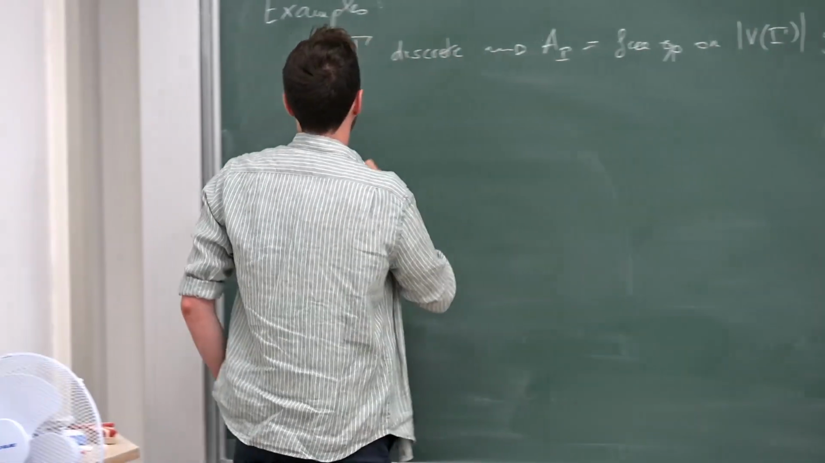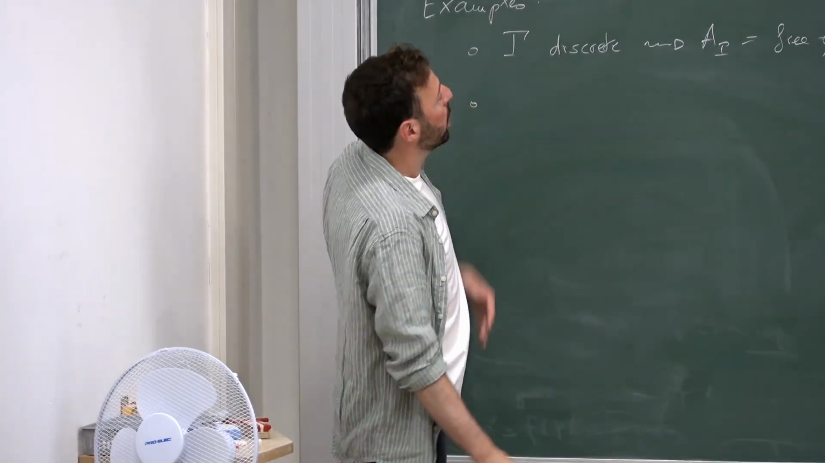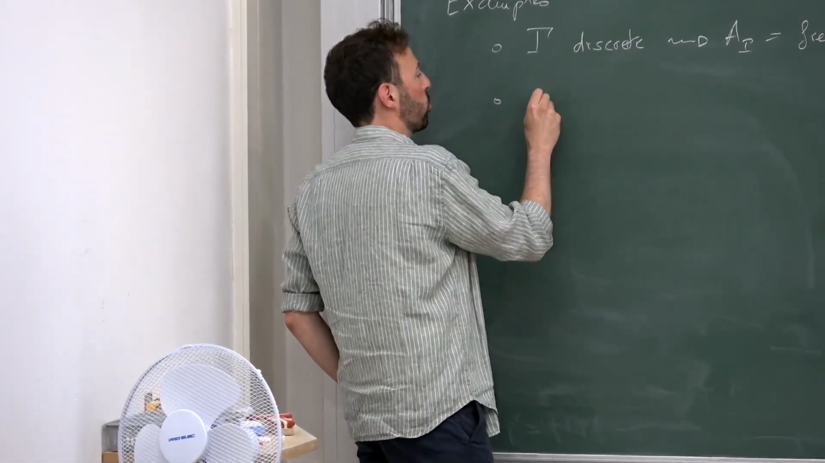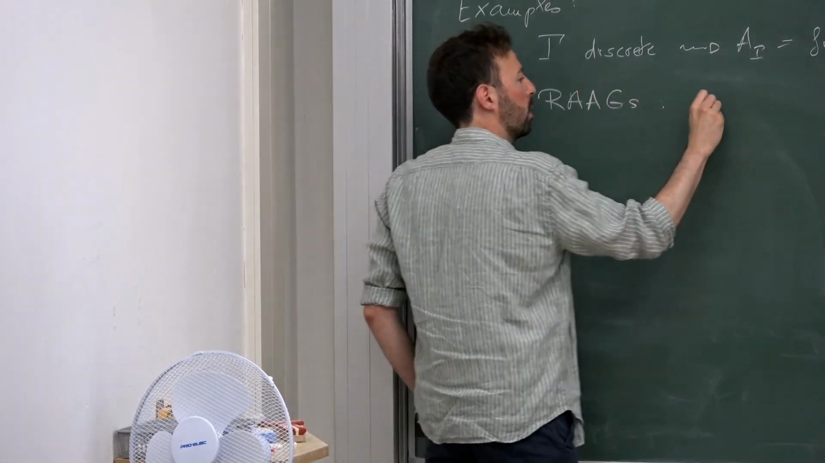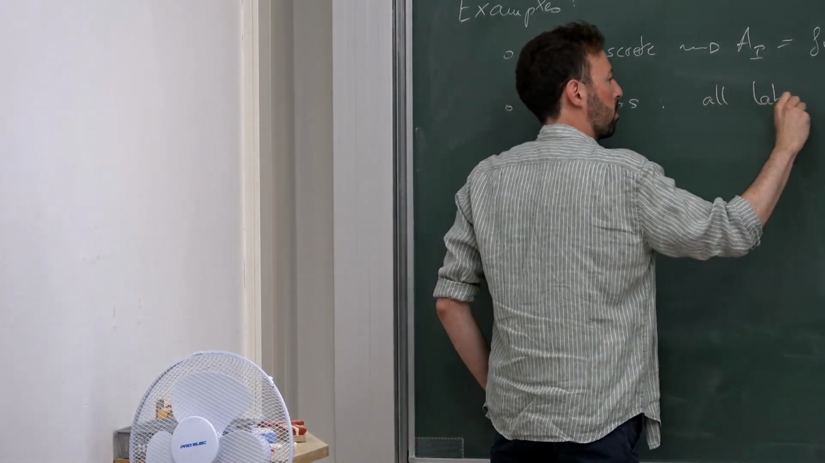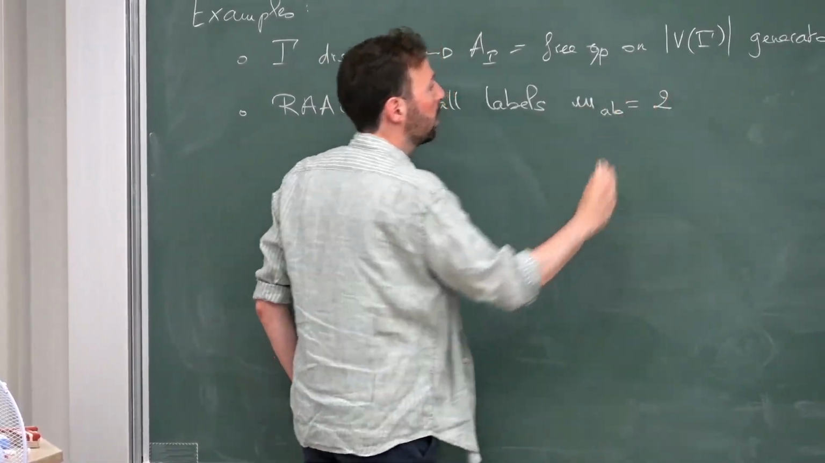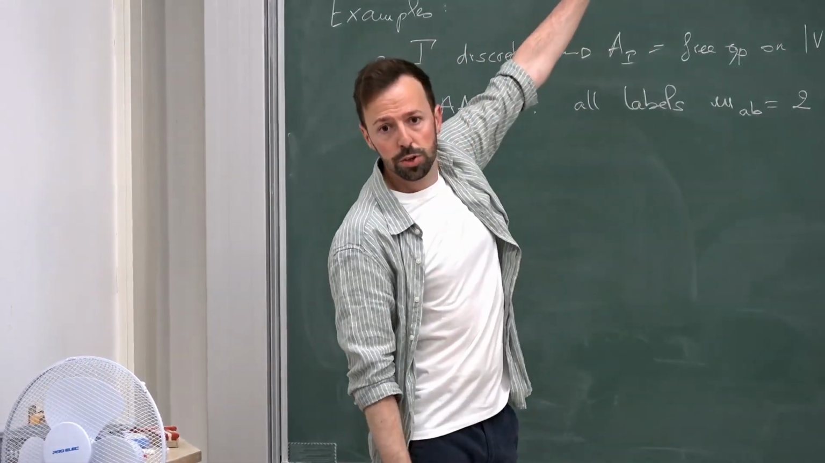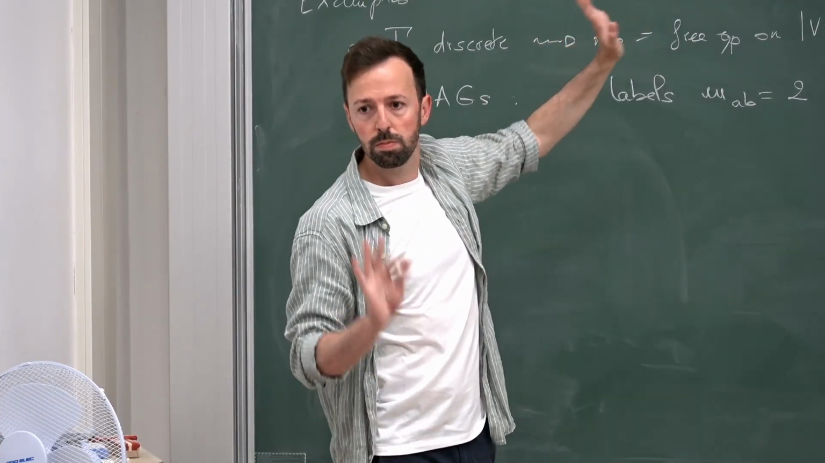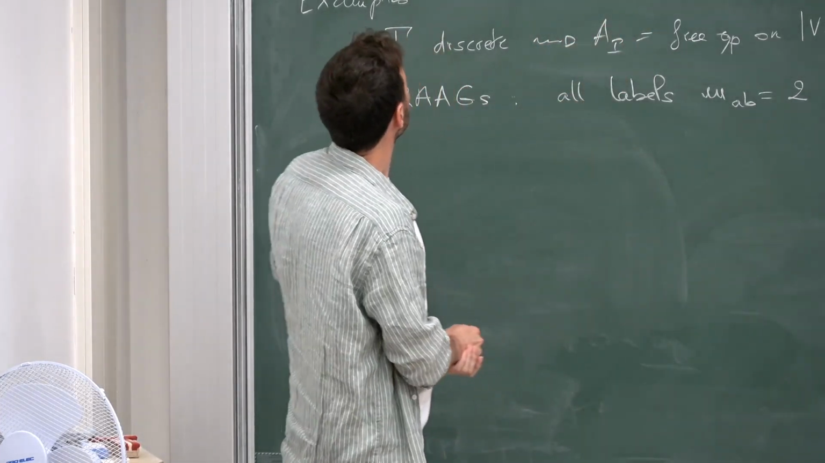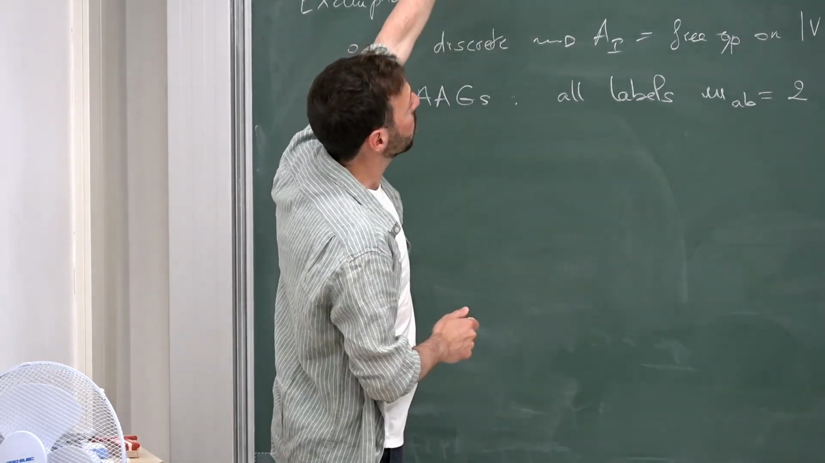A family that has been extensively studied is when all the labels are equal to 2. So that's the family of right-angled Artin groups. So I've got a bunch of generators, and my relations are of the form, some of them commute, and that's it. So that's what we call a right-angled Artin group, and similarly we've got a right-angled Coxeter group.